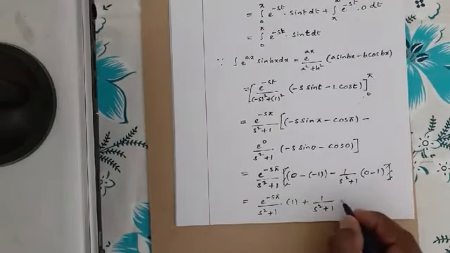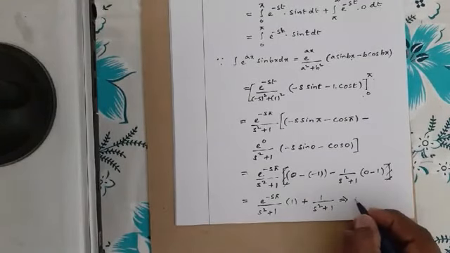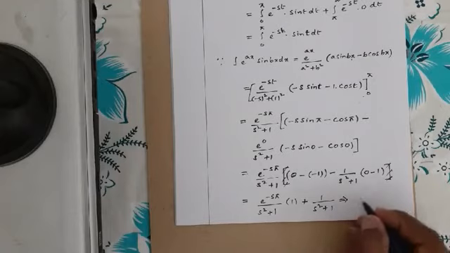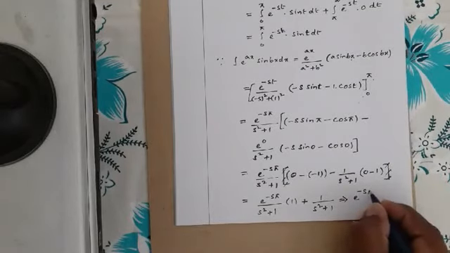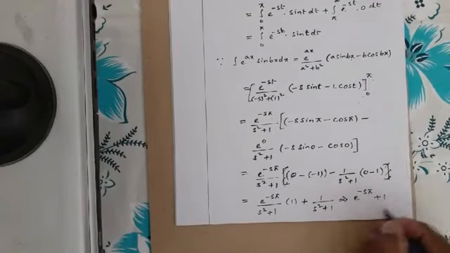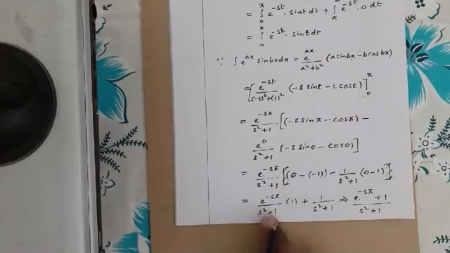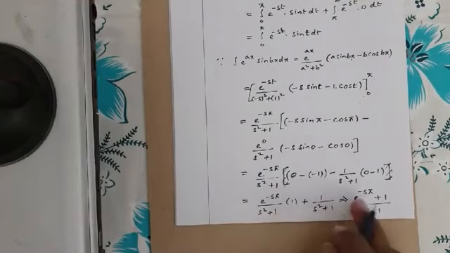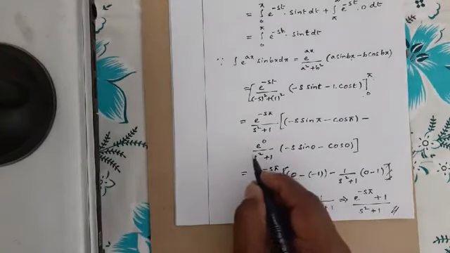So you can write at last, this implies e power minus s pi plus 1 upon s square plus 1, since the LCM is the same. So you can see e power minus s pi into 1 is e power minus s pi, plus 1, by s square plus 1. This is the answer for this, and I hope you have understood.